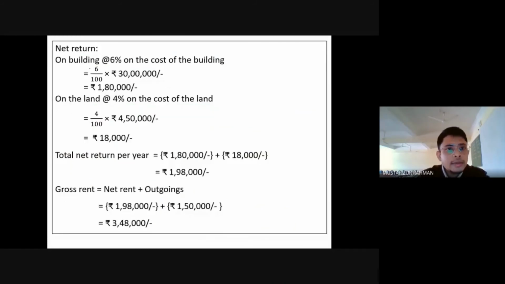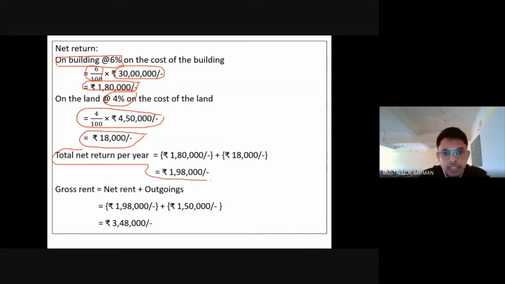Now, net return on the building, we are expecting 6%. So we just have to find out what is 6% of the total cost of the building. We get the value. On the land, we are expecting 4% net return, so we just have to multiply 4% with 4,50,000 and we get our value. So total net return per year, we just have to add.